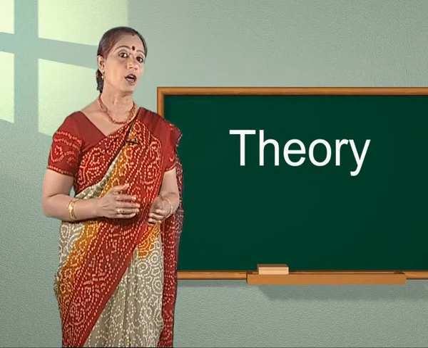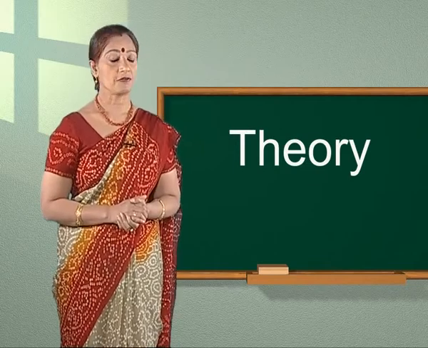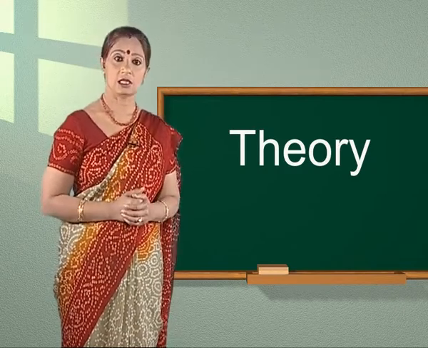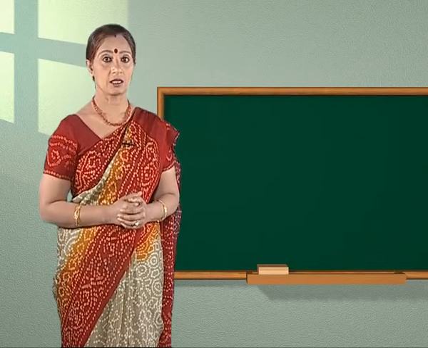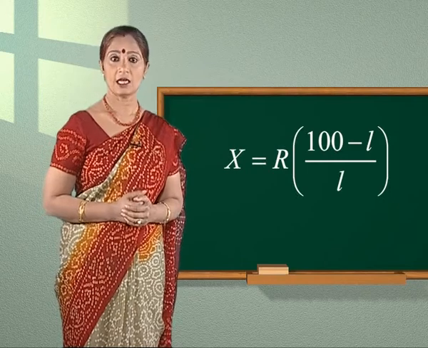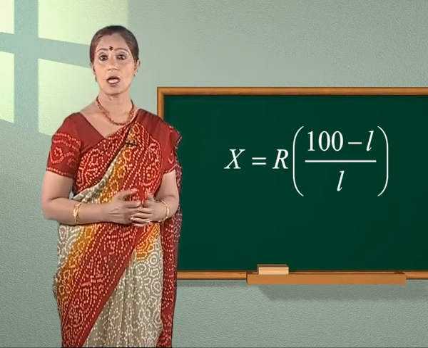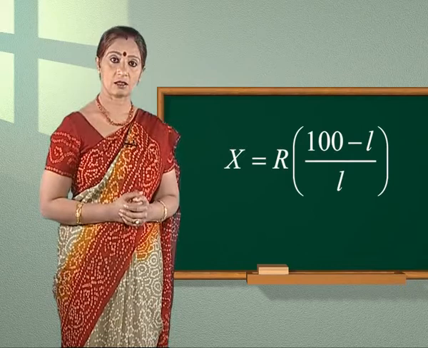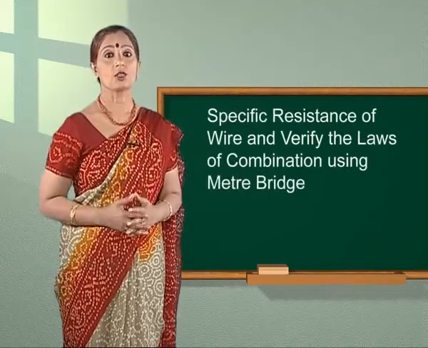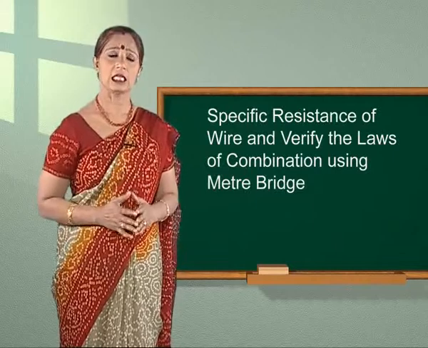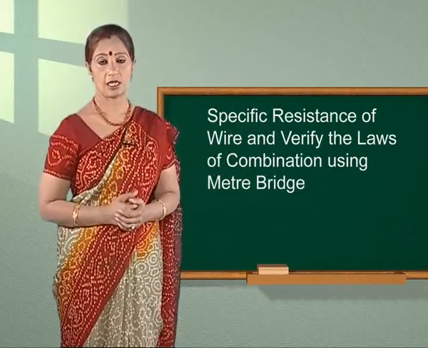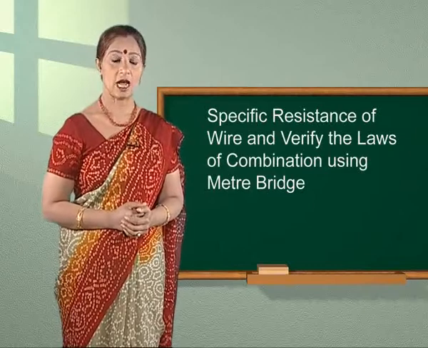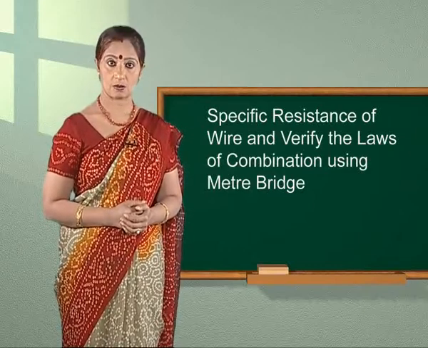Theory. Of course, the working principle of this experiment is based on the meter bridge. That is, the unknown resistance of the given wire can be determined as X equal to R into 100 minus L upon L, where L is the length of the wire at which the meter bridge is balanced. But here, we also require the expressions for the series and parallel combinations of the resistances. So, let us discuss the relation for series and parallel combination of resistances.